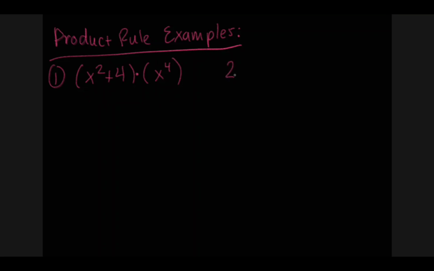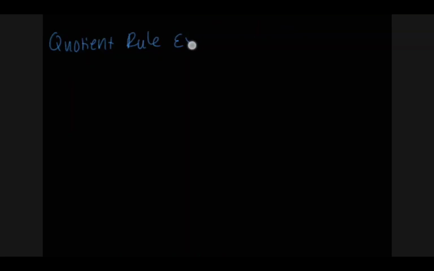So another example would be something like this: sine of x times x squared. That is also a product rule problem. Or it could be something like this, where you have two trig functions being multiplied together. That is also product rule. Product just means multiplication. Some quotient rule examples are when two functions are being divided by each other.